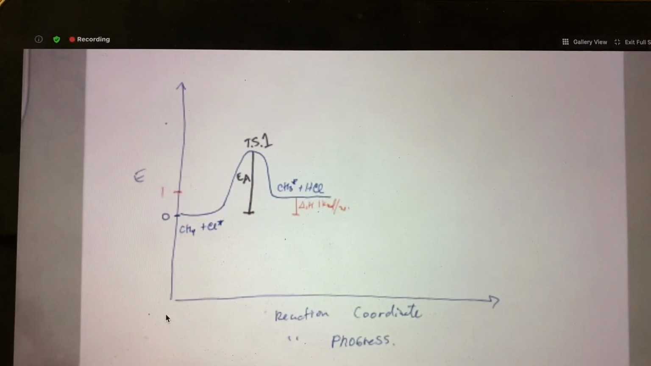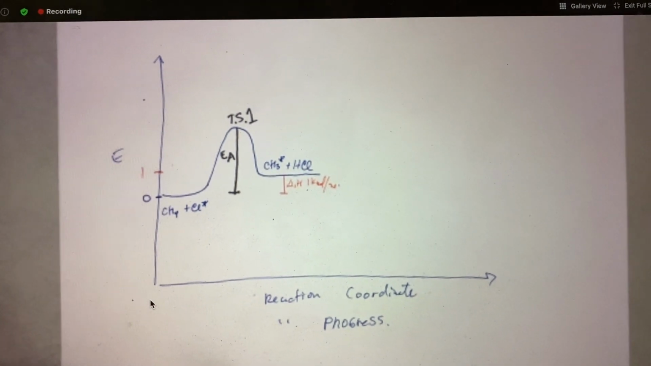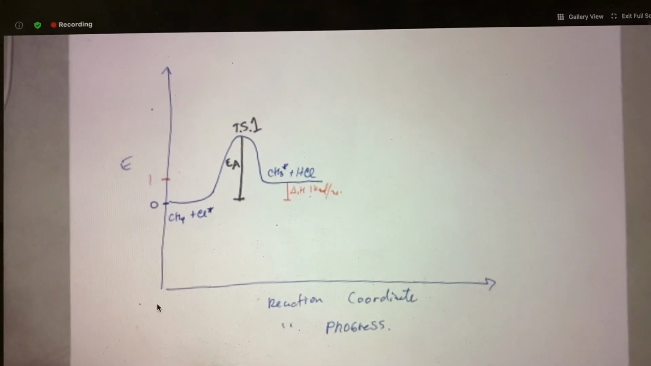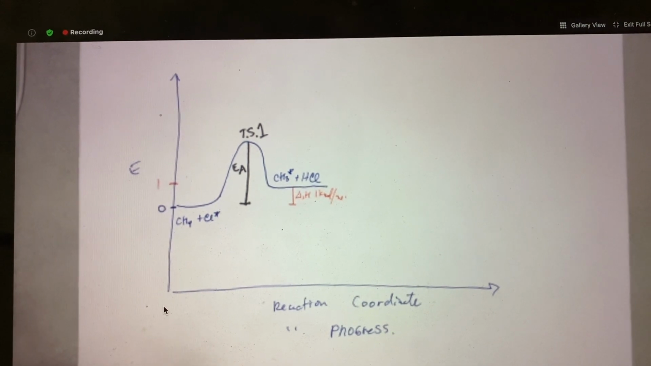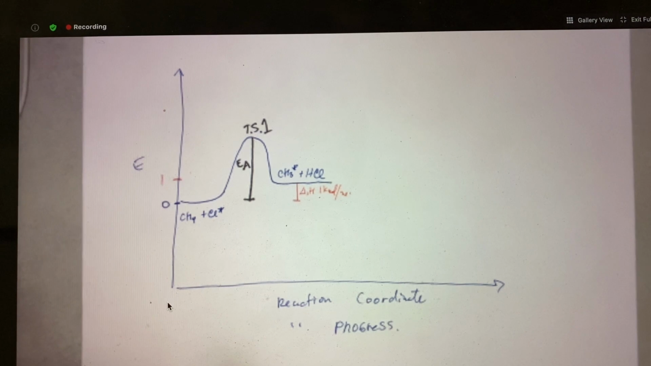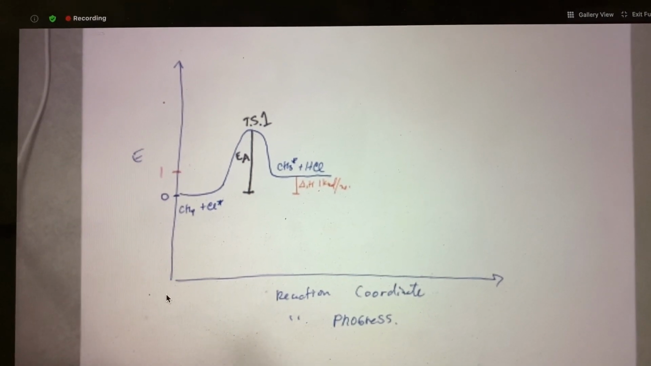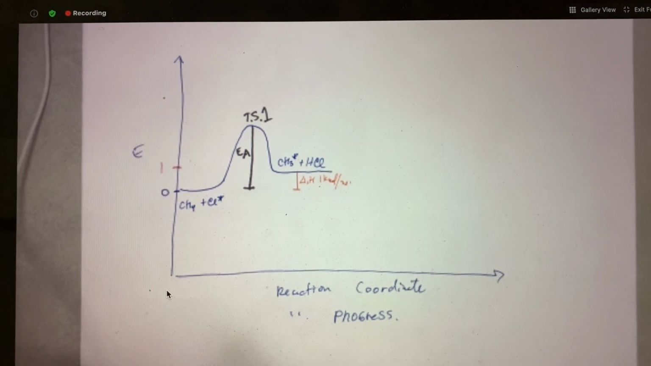Activation energy is not something you can calculate. It's only something that you can measure. Write that down in your notes. Activation energy is not something you can calculate. It's only something you can measure with an experiment. So activation energy can't be calculated. It's something that can be measured.